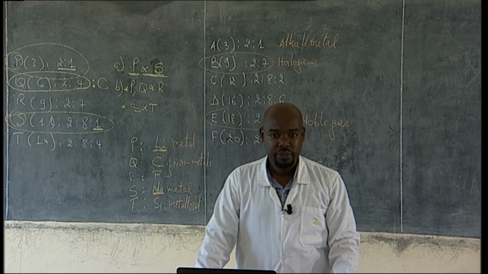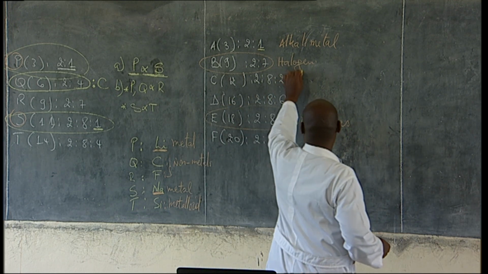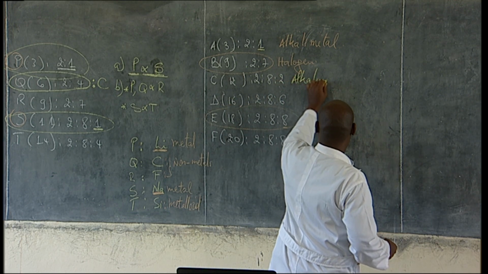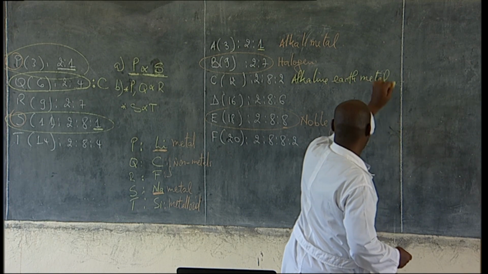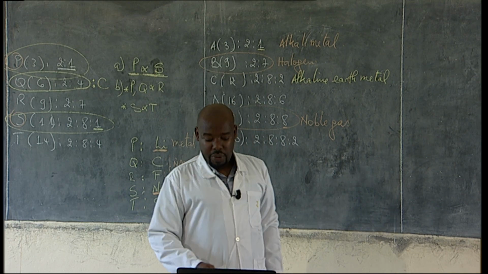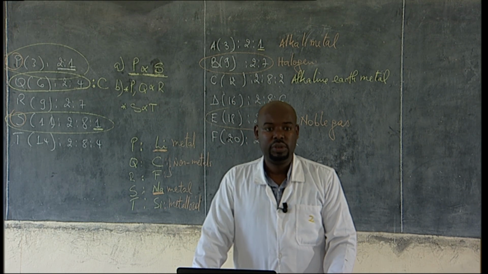Here we have the alkali metal. The alkali metal is this one with 1 electron in the last shell. And the one which is an alkaline earth metal, those ones of group 2, it's this one, alkaline earth metal. And we are done with the third question. We go to question number 4.